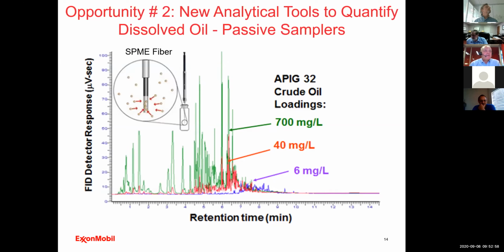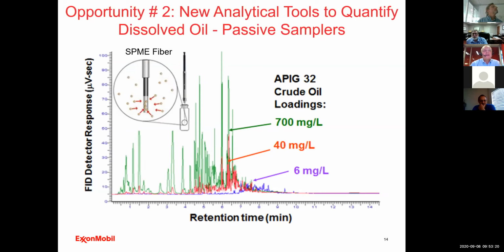And then after equilibrium, you can take that fiber and insert it into a GC-FID, and the dissolved hydrocarbons that have sorbed onto that PDMS film are desorbed onto the column, and you can quantify that using a flame ionization detector.